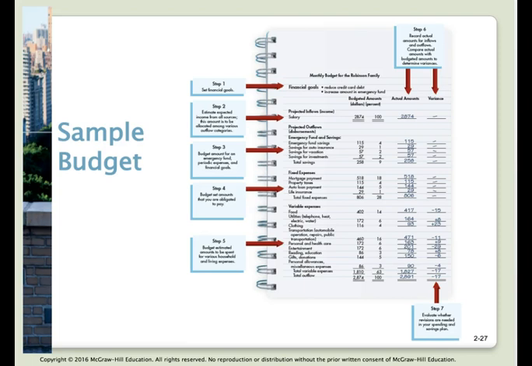Step number 7 is to review spending and savings patterns. The results of your budget should make it obvious. You either have extra cash or you're falling behind in payments.